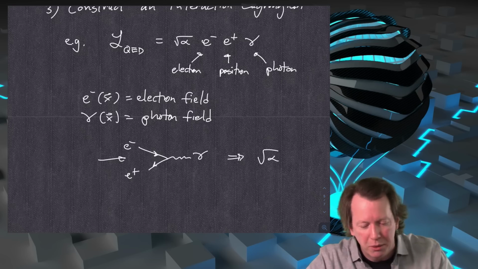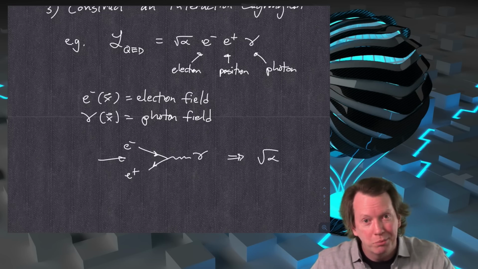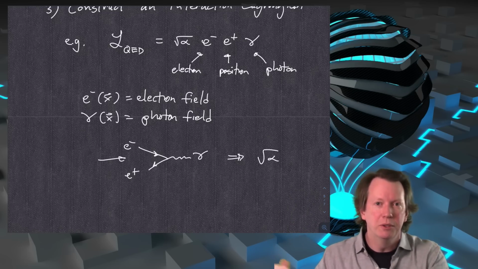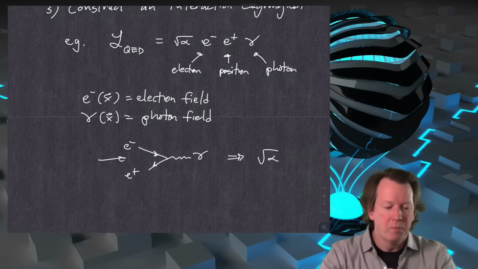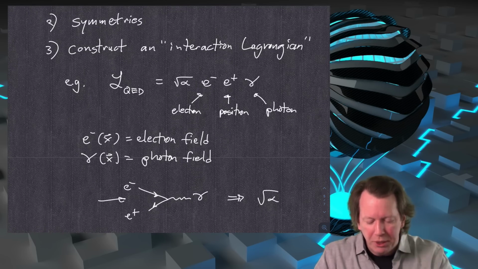In this case, it happens to be the square root of the fine structure constant. And so this is the game that you play as a professional particle physicist. You invent different Lagrange densities for different fields with different symmetries and so forth. Okay, so you can see, I hope you can see the basic outline.